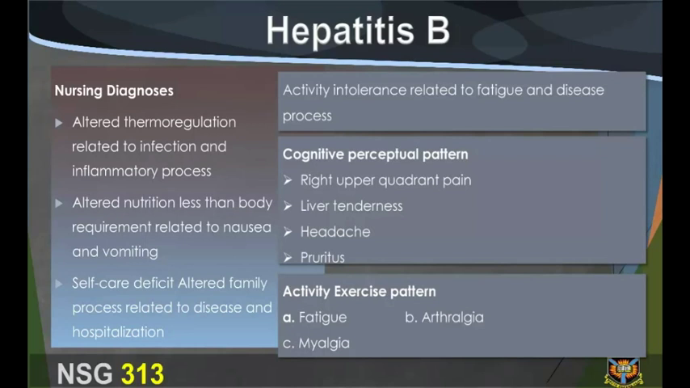Nursing diagnosis: altered thermoregulation related to infection and inflammatory process; altered nutrition, less than body requirements, related to nausea and vomiting; self-care deficit; altered family process related to disease and hospitalization. Cognitive perceptual pattern: right upper quadrant pain, liver tenderness, headache, pruritus. Activity exercise pattern: fatigue, arthralgia, myalgia.